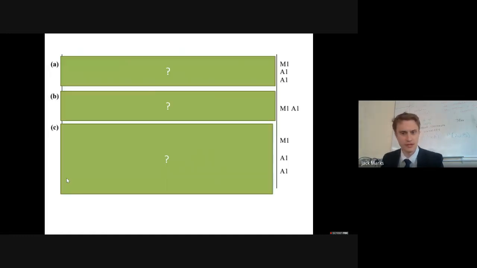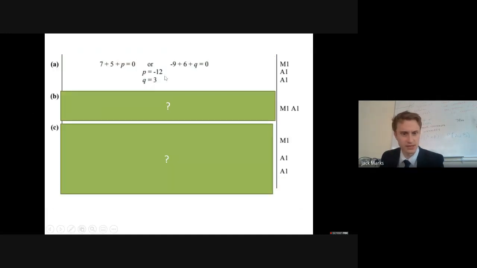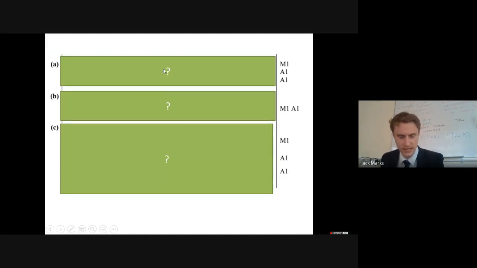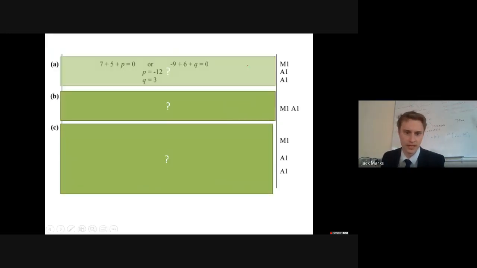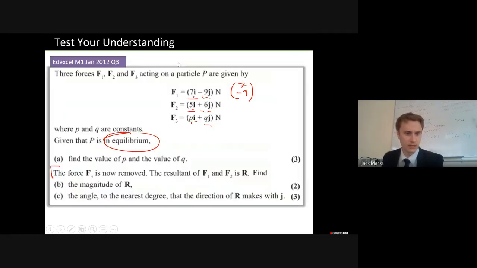Okay, so I'm assuming that you've done that one now. Let's have a look at some of the answers. So you were forming equations in the same sort of way, and you're able to find both P and Q. Let's just quickly look at that. So known, known, unknown. So yeah, 12 plus P, known, known, unknown. Okay, and the reason you're able to do that is because you were told that it was an equilibrium. So the whole thing added up to 0 for both the I and the J direction.